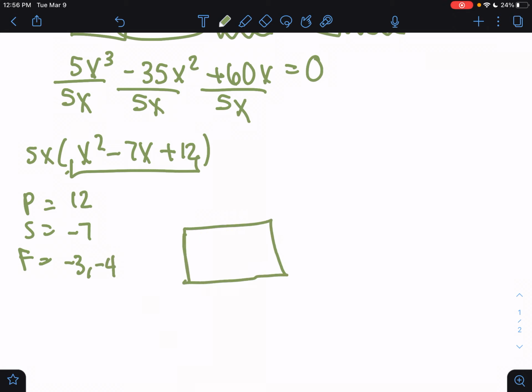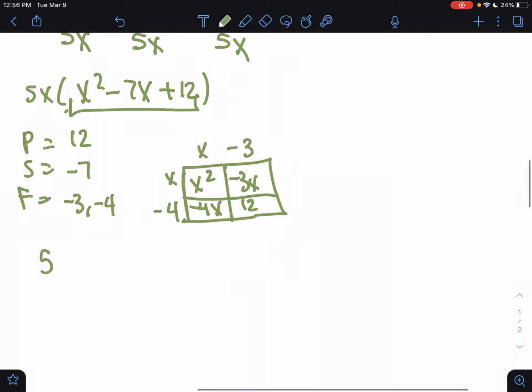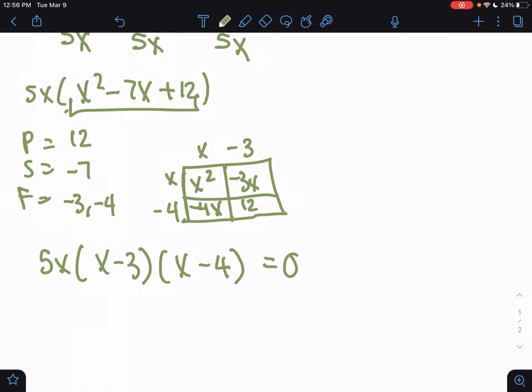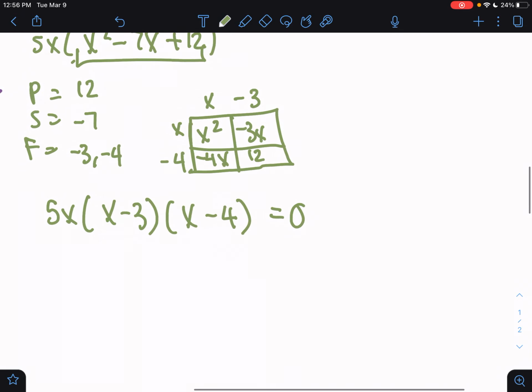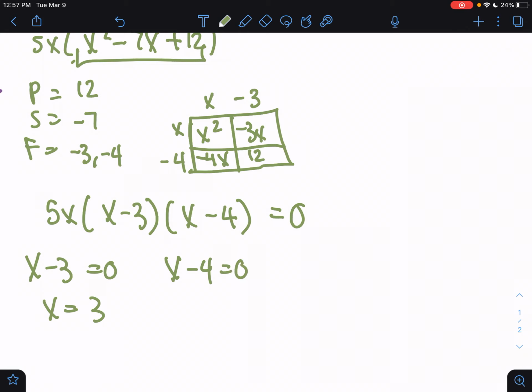And then I'm just going to go ahead and put this right into the box this time. And then we're going to take out our greatest common factors for each row and column. So our final answer would be 5x, what we took out, and then what we had on our sides, and we set that equal to 0. So we're going to have x minus 3 set equal to 0, so x is going to equal 3. X minus 4 will be equal to 0, so x will equal 4.